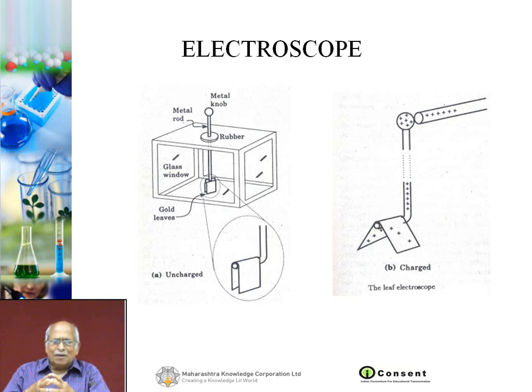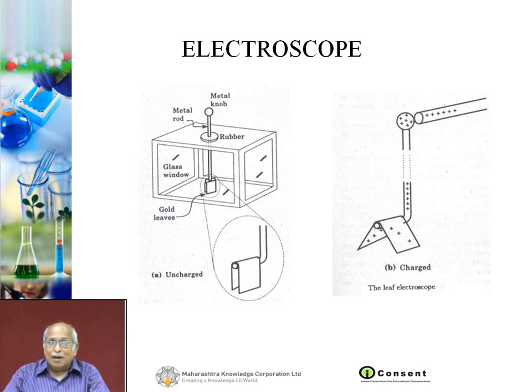There are many types of electroscopes. The most common is the gold leaf electroscope. In this figure, what you see is a gold leaf electroscope. Now you see a rectangular box. The rectangular shape has no significance, it can be circular also, for convenience only. So here you see a rectangular box.